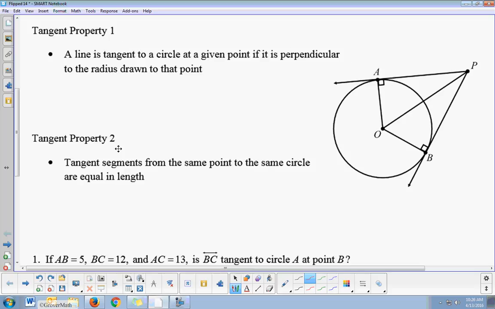Tangent property number two is that tangent segments from the same point to the circle are equal in length or congruent. And let me illustrate this for you. Here I have tangent AP, and I also have tangent BP, and they are both coming from exterior point P. Now, why are they the same length? Well, to prove this, let's do a little quick triangle proof here.